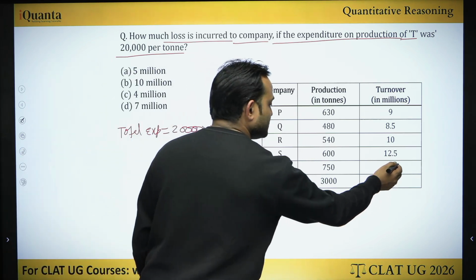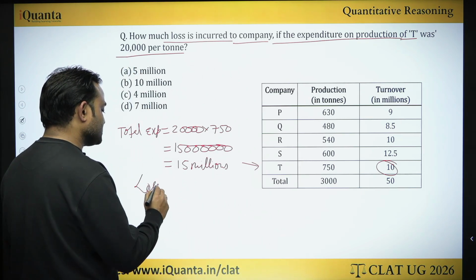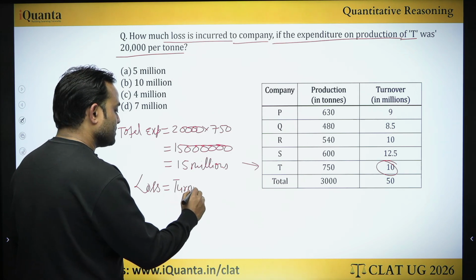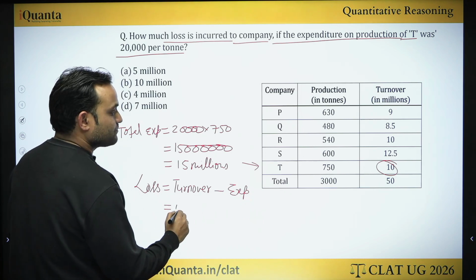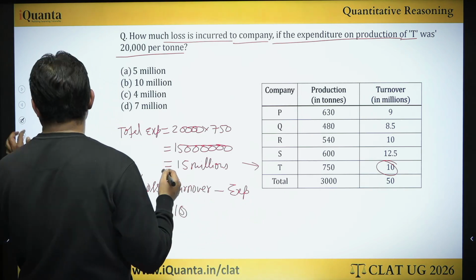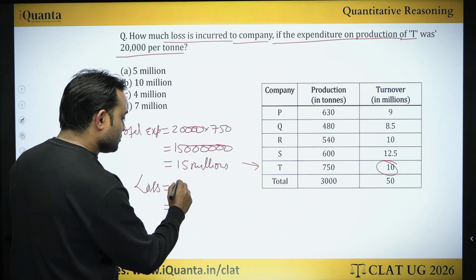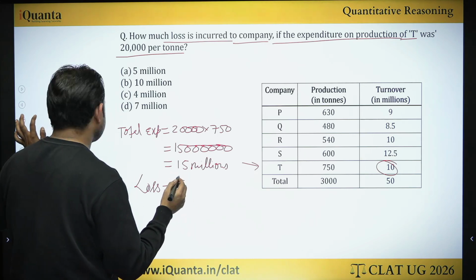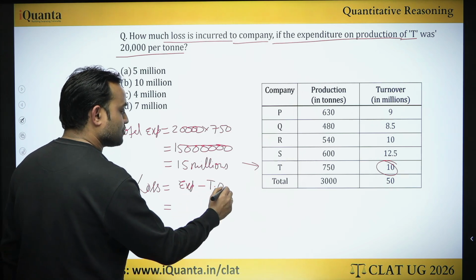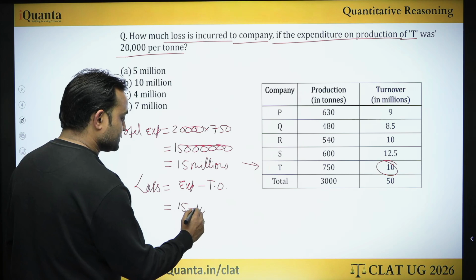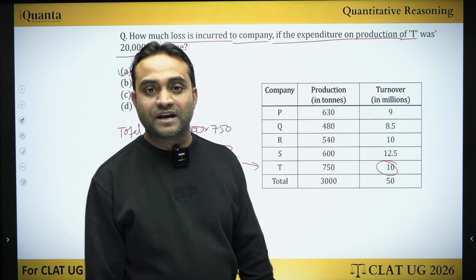What is our turnover? Turnover is only 10 million. So what's the loss? We know that loss is equal to turnover minus expenditure. Sorry, loss is cost price minus selling price, right? Because in case of loss, turnover will be big, not turnover. Expenditure will be bigger. So expenditure minus turnover. Expenditure is 15, turnover is 10. This is 5 million. So our answer is option A.